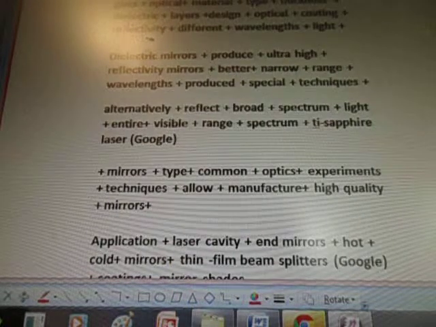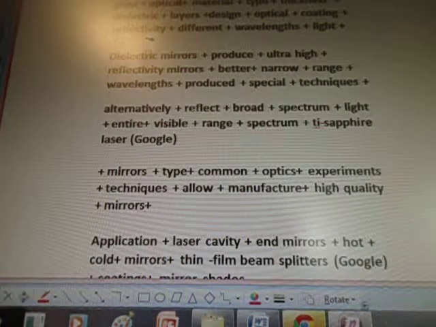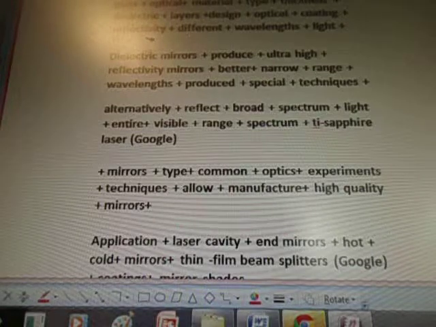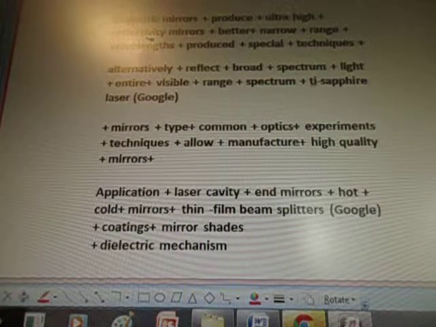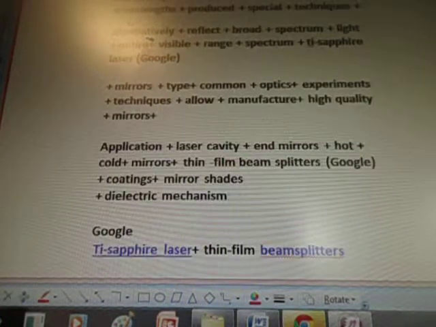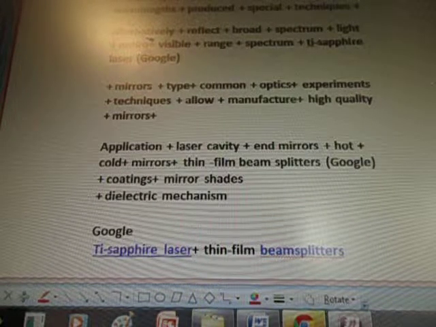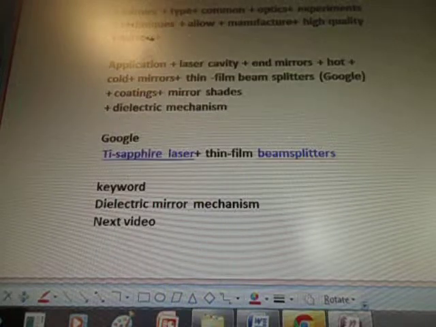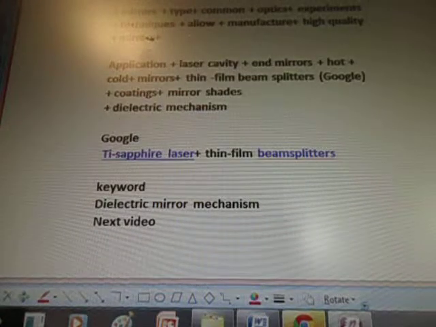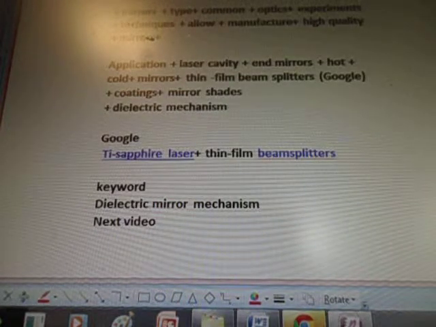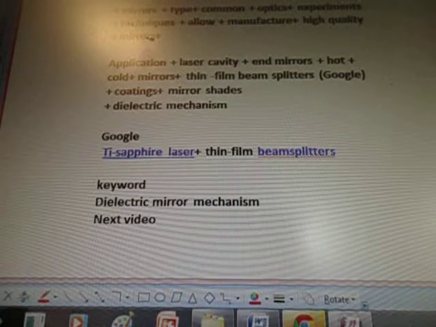Ti-sapphire laser. Google. Mirrors type common optics experiments techniques allow manufacture high quality mirrors. Application laser cavity and mirrors, hot, cold mirrors, thin film beam splitters, coatings, mirror shades, dielectric mechanism. So I'm going to Google Ti-sapphire laser plus thin film beam splitters, and the keyword dielectric mirror mechanism will be in the next video.